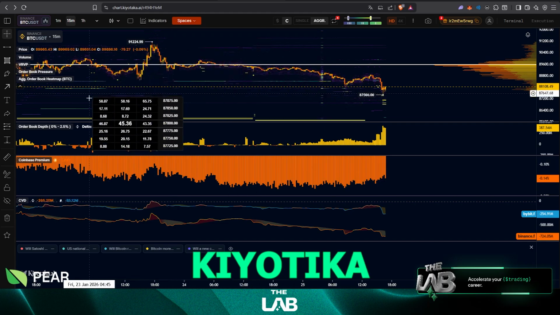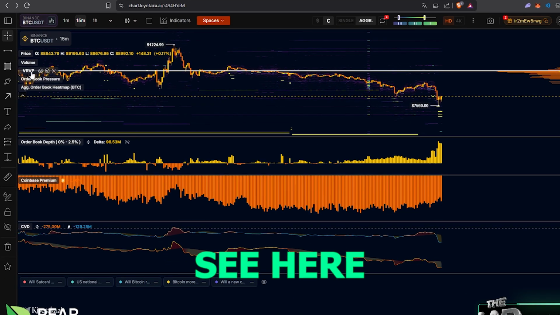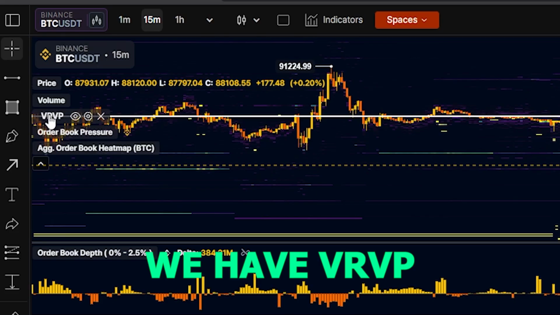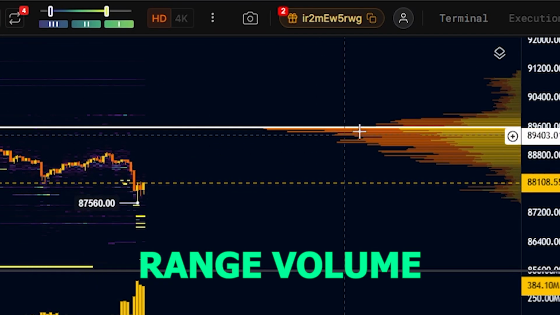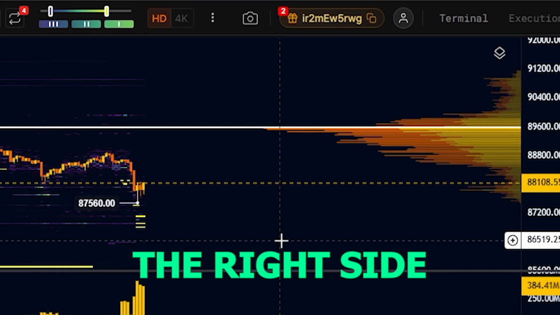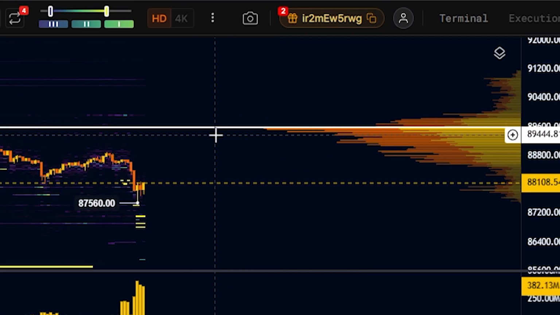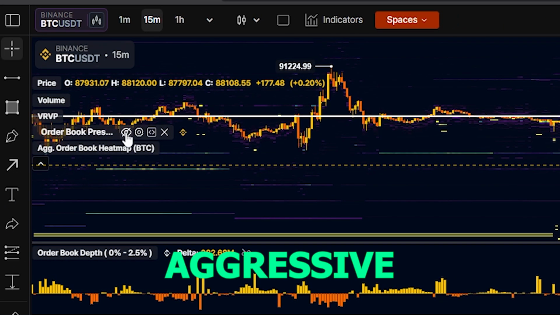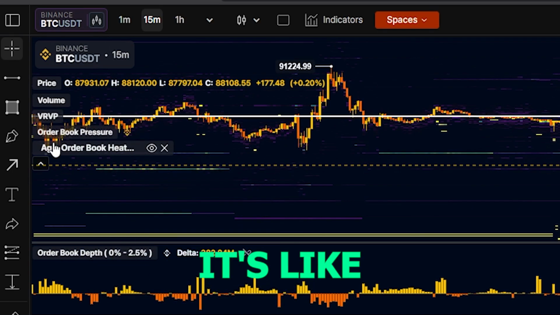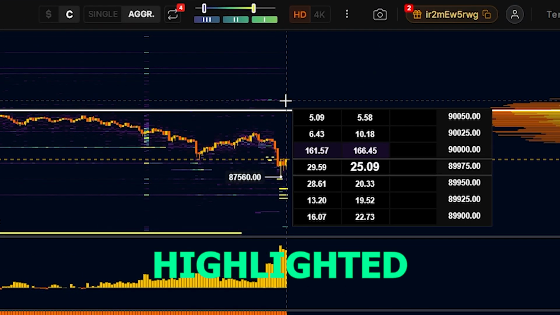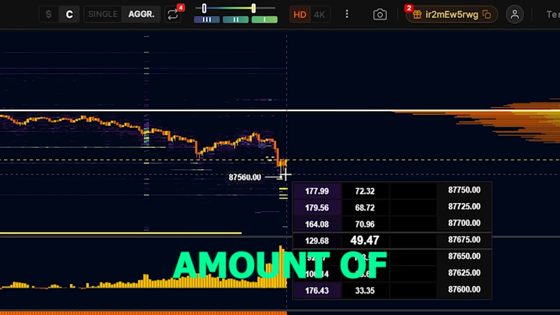Also, Kiyotaka probably won't look like that for you, but you can see here on the right what I have activated. We have VRVP, the range volume profile from the right side. So yeah, point of control in here. Nothing I'm using is too exclusive, but more importantly, the aggregated order book heat map, and you see highlighted the bigger amount of passive orders.